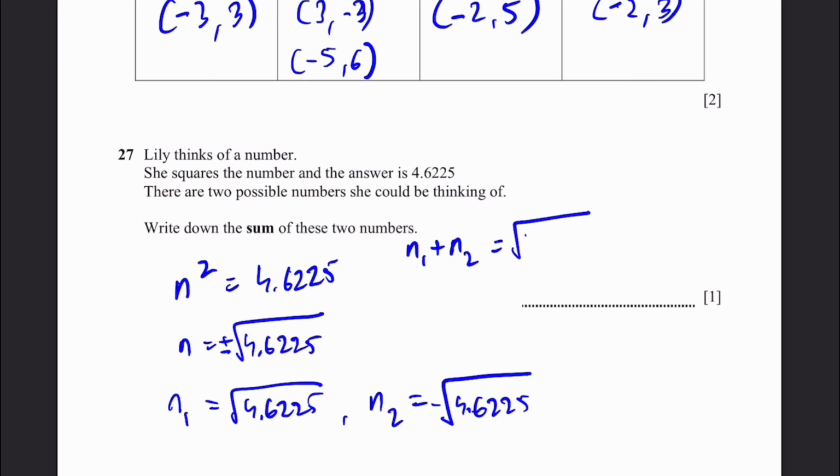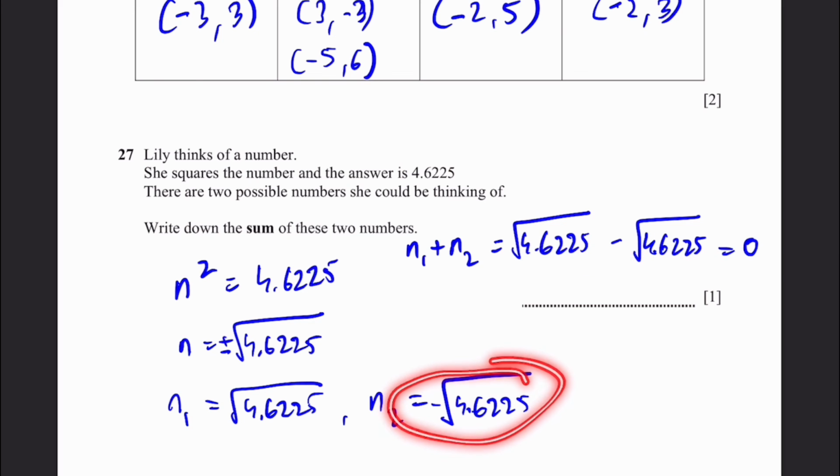That'll be the square root of 4.6225 minus the square root of 4.6225. And that's simply 0. Why is it a minus when we're asking for a sum? Because when we add a negative number, it's just a minus. This is negative, that's why the plus and minus becomes minus, and we get 0 as our answer.